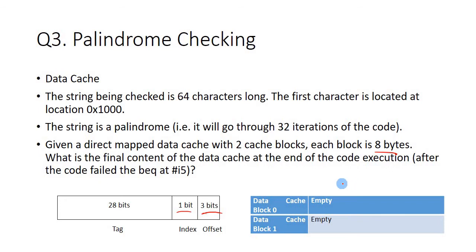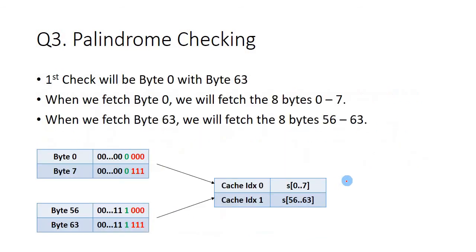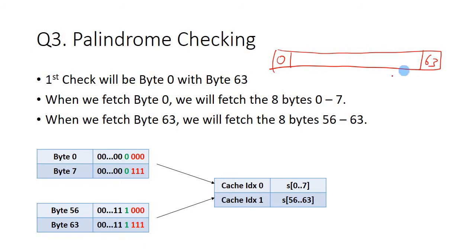Now let's look at the whole sequence here. So when I am checking this data, you imagine that I'm total is 64 bytes. So initially I'm going to check byte 0 with byte 63. Since my cache line is 8 bytes, when I fetch byte 0, I'm going to be fetching byte 0, 1, 2 all the way to 7. Similarly, when I fetch byte 63, I'll be fetching 63 down to 56.